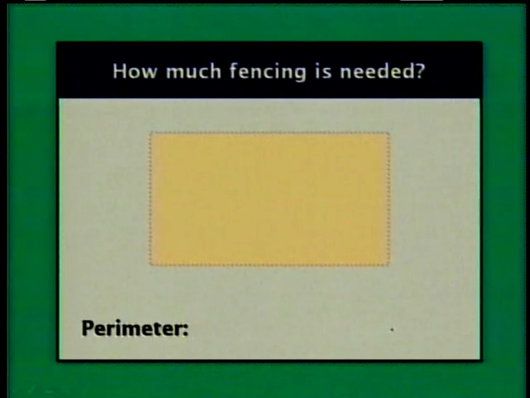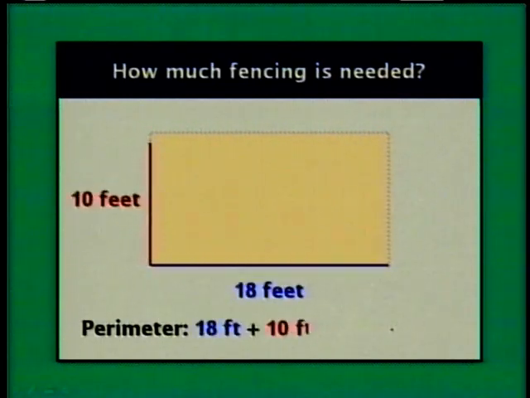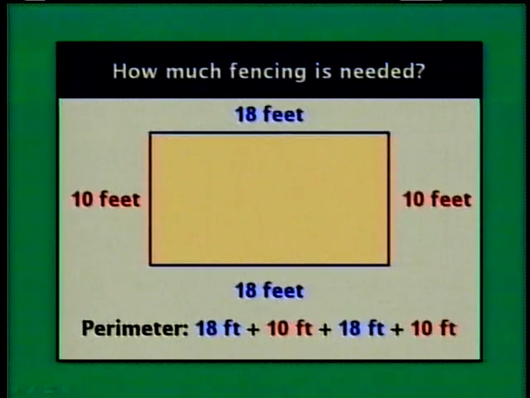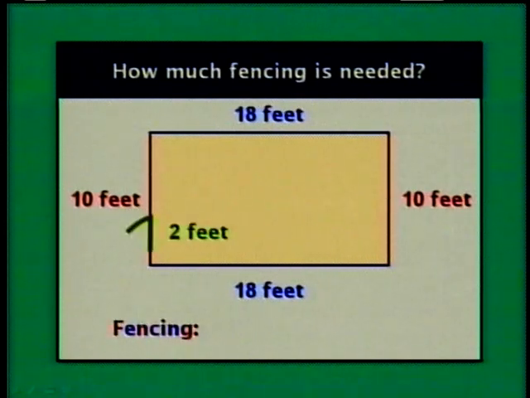Remember, each long side is 18 feet and each short side is 10 feet. We need to figure out the total distance around the pen: 18 feet plus 10 feet plus 18 feet plus 10 feet. So I think if I add this up and I do it correctly, I end up with 56 feet. But the real question was, how much fencing do we need? So we need to take into account the fact that we don't need fencing for the 2 feet of the perimeter that is being utilized for the gate.